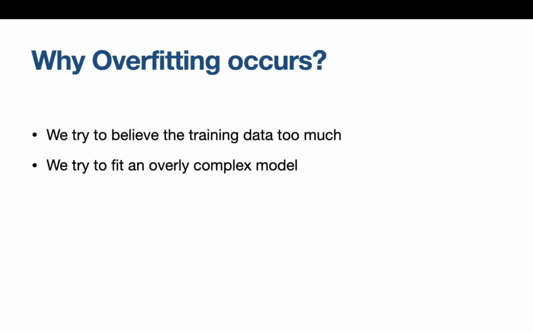Why does overfitting occur? There are various reasons. One of the reasons is we try to believe our training data so much that the model assumes that training data is everything, and hence it does not work well on the unseen data. And second, which is related to that, is it tries to fit an overly complex model, as we saw in the example.